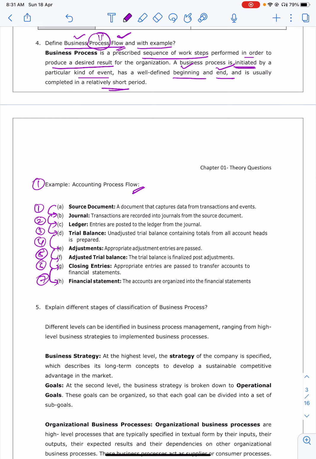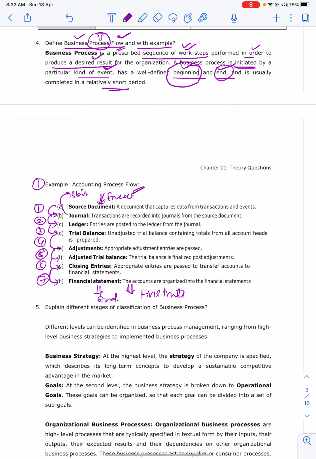financial statements. So as I told you, it consists of a sequence of work steps. How many steps do you have? Seven, which have to be performed in order, in sequence, in order to produce a desired result. So what is the outcome of this particular thing? You'll get the financial statements. Whether a process is initiated by a particular kind of event? Yes, the source document is the event. And does it have a starting and ending? Yes. What is the starting? Journals is the starting. And what is the ending?